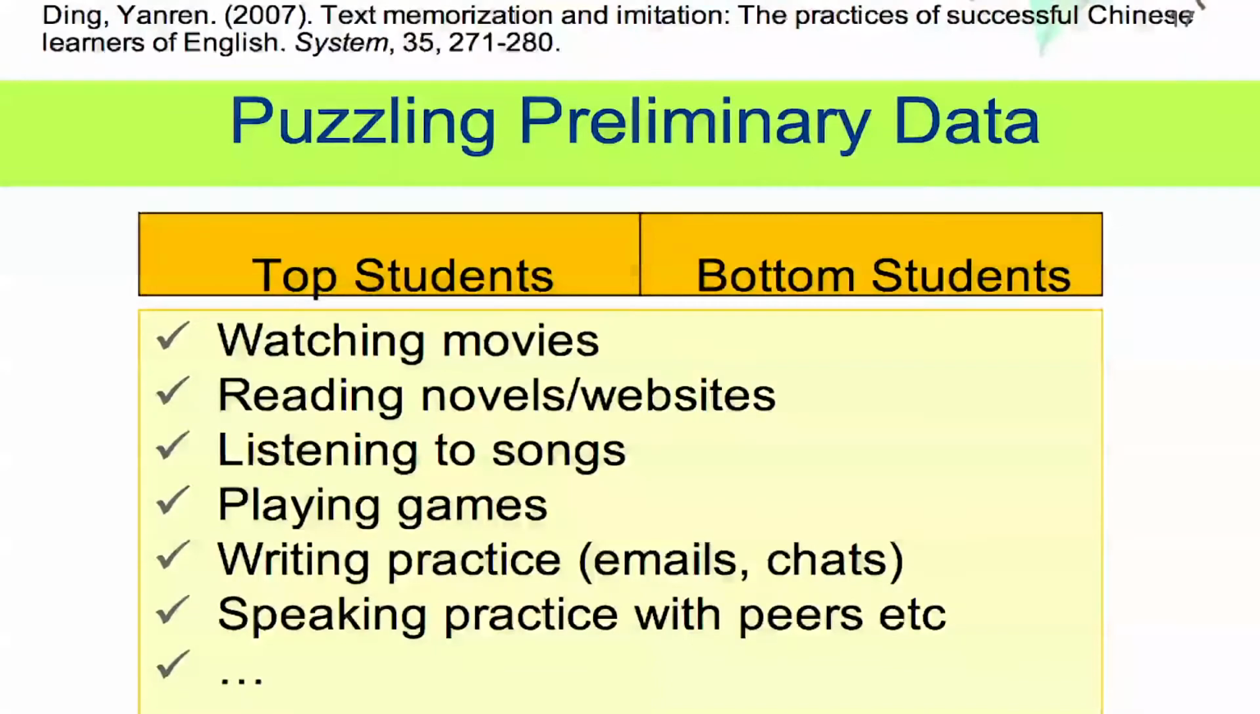Because of what I've seen, that some students are really successful in their English language learning, I began to be interested in understanding what some of the differences are between the good students, students who are really successful, and students who are not really successful. I have some preliminary data, very preliminary at this stage. What is interesting is this: both the top students and the bottom students reported doing this.